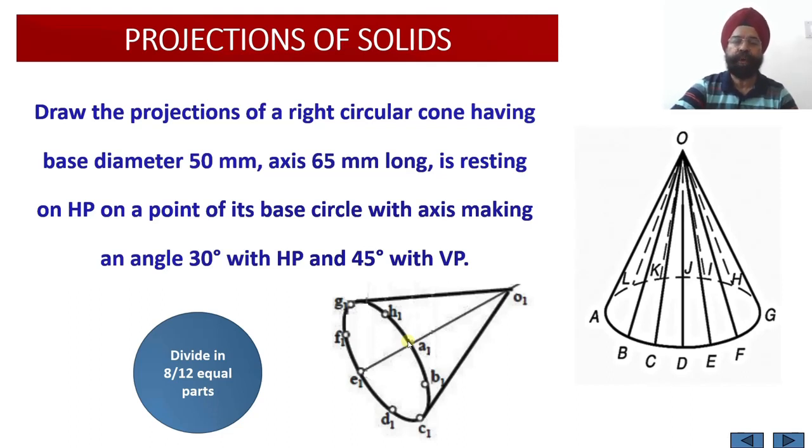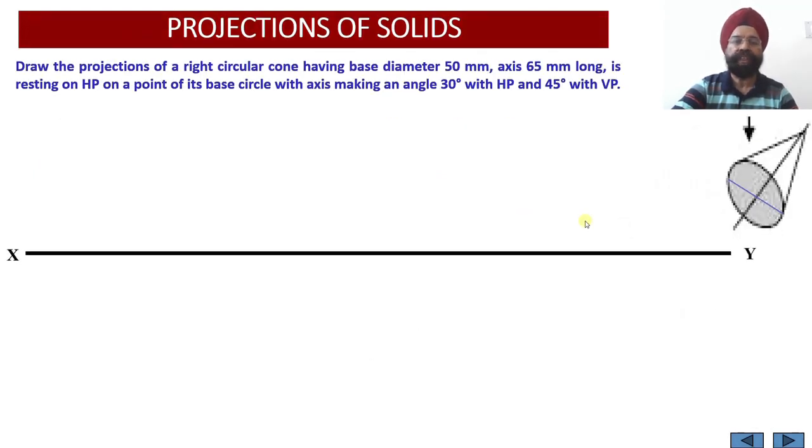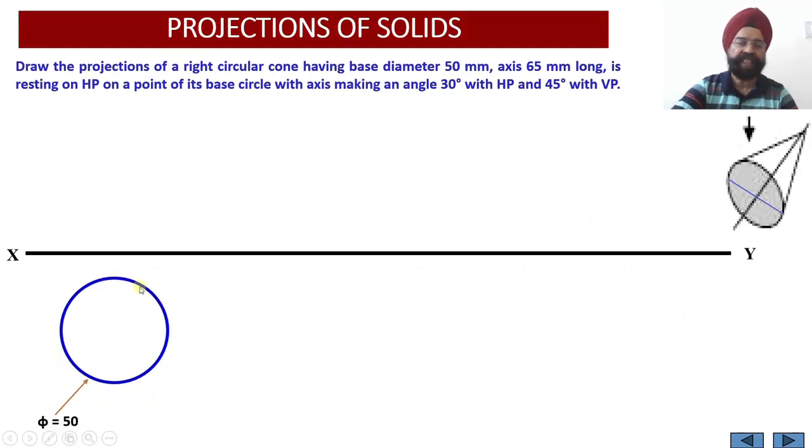So let us start working out the projections of this cone. Now initially, as we have discussed, the cone is resting on the horizontal plane on its base. So the top view of the base will be drawn with a diameter equal to 50 millimeter. Now we are going to divide this into 8 equal parts so that the included angle between different generators will be 45 degree. So every generator will be 45 degree apiece.